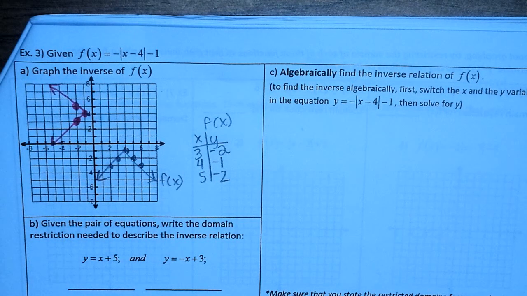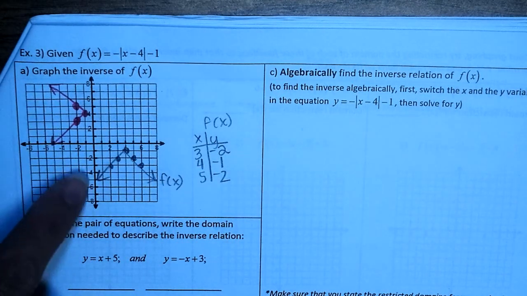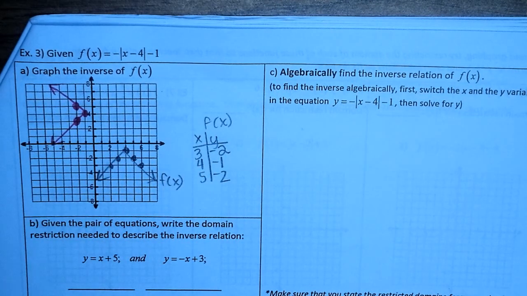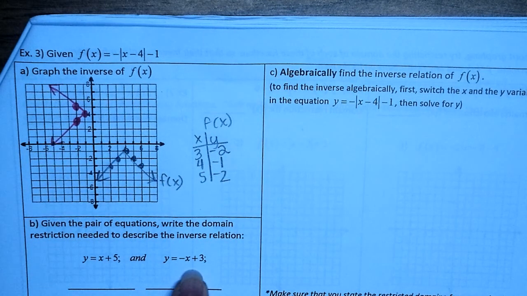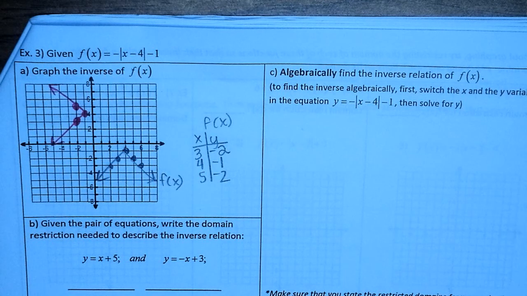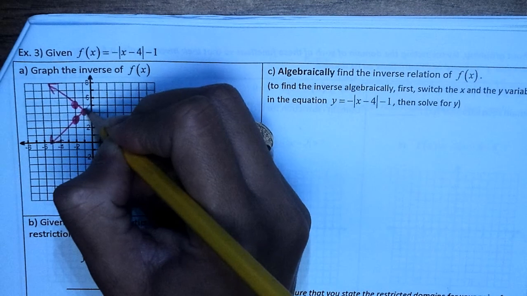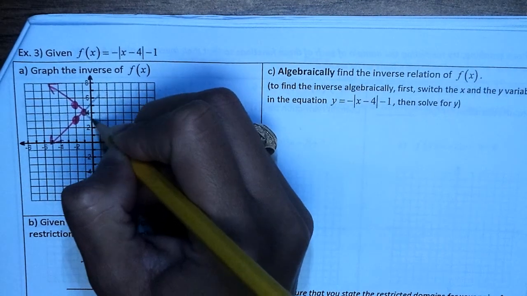And letter B says, what is the pair of equations to describe the inverse? So it looks like one of the equations is negative x plus 3, and the other one is positive x plus 5, because again, you would have to extend it so that you can find the x and y intercepts.